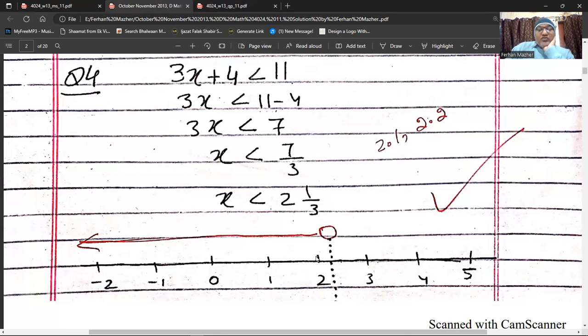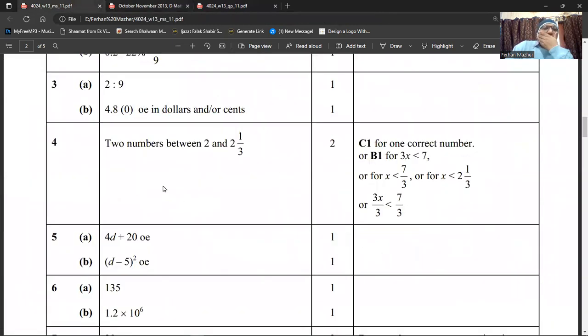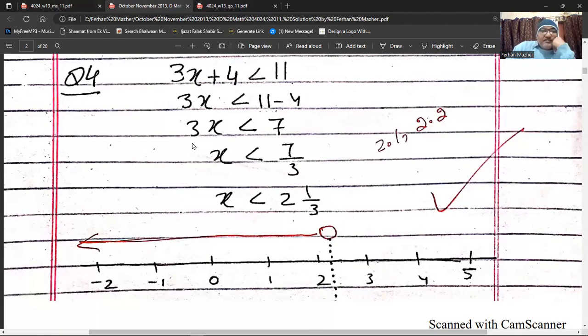Between 3 and 2, how many solutions do we have? This number is 2.33. So less than 2.33, it will be 2.1, 2.2, 2.3, 2.15. So between 2 and 3, the solution will be here. Okay, so I have given 2.1, 2.2, two numbers between 2 and 2.33333. We have given them in decimals.